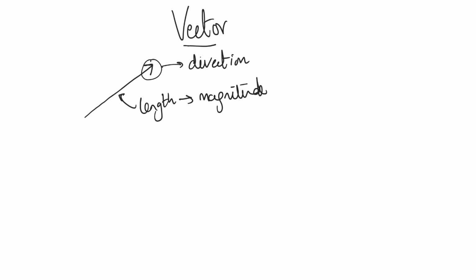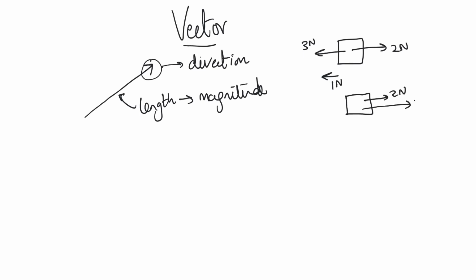Now, basic O-level question. You have an object, alright, and I say that there is a 2 Newton force acting this way and there is a 3 Newton force acting this way. And I ask you to tell me what is the resultant force. You will say the resultant force is 1 Newton this way. Then, if you have the same object, you have a 2 Newton force this way and you have another 4 Newton force this way, and I ask you for the resultant force, you will say the resultant force is 6 Newton this way. So when two vectors are acting in the same direction, you add them, and when two vectors are acting in opposite directions, you subtract them.